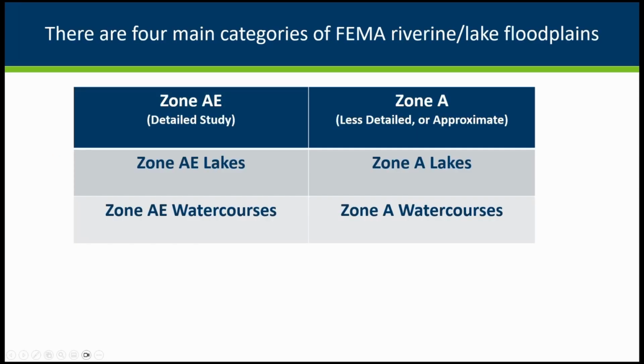So there are 4 categories of FEMA mapped riverine and lake floodplain. We'll divide it into detailed studies where we have Zone AE and approximate areas that are called Zone A. And in both cases, we'll have lakes and watercourses. So we'll have the detailed study lakes, detailed study watercourses, approximate zone lakes, approximate zone watercourses.